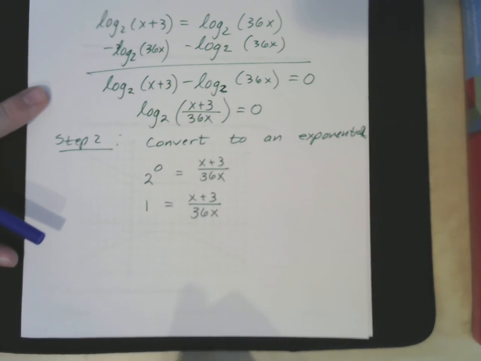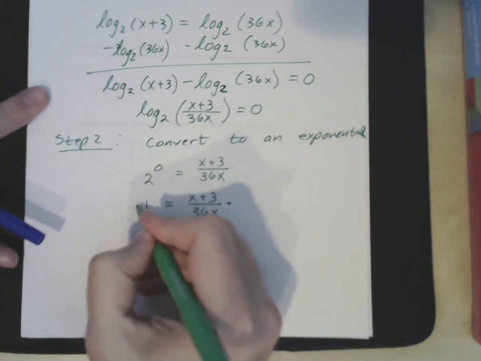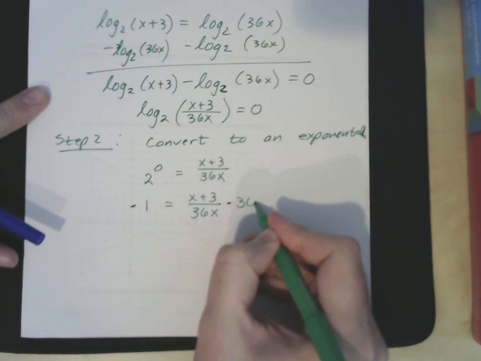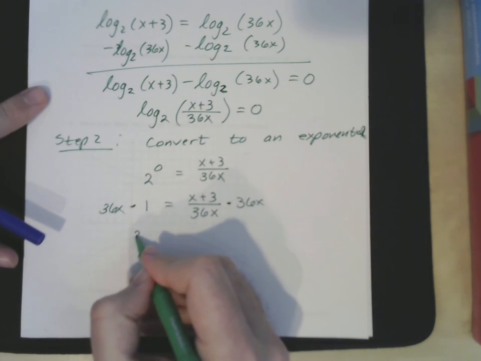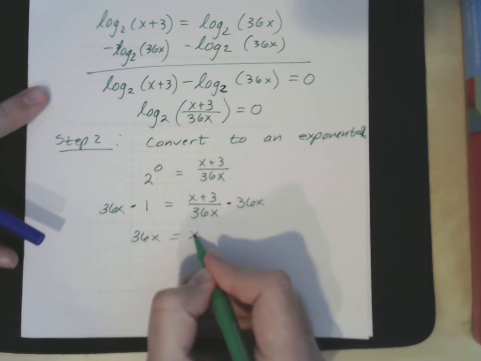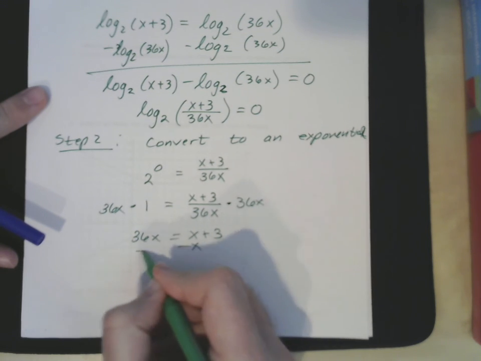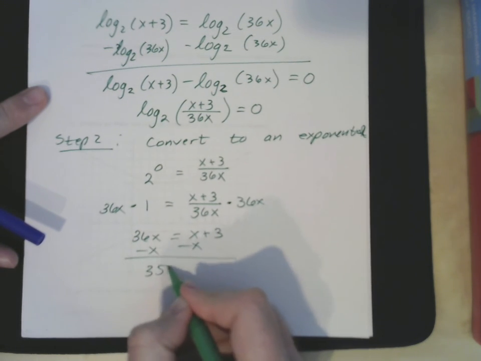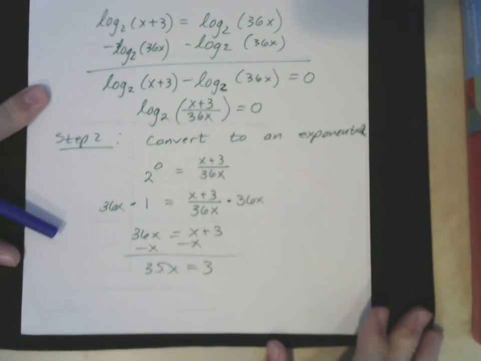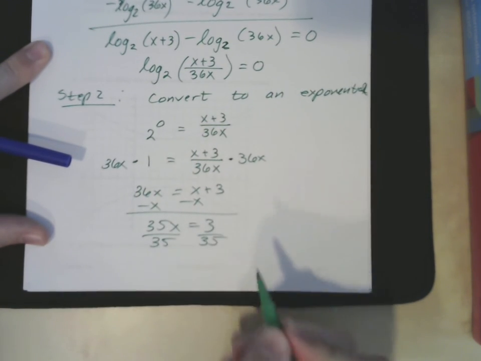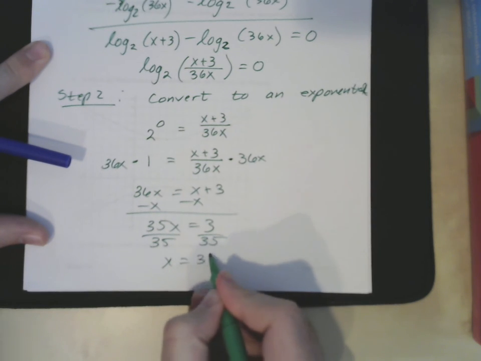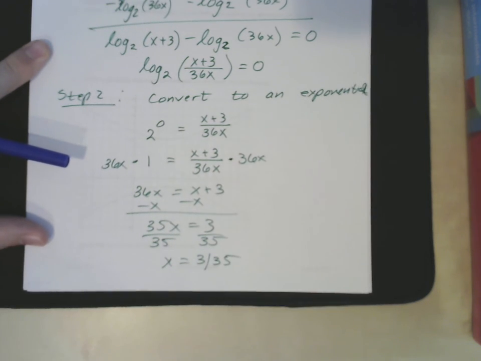And now we're just solving this rational equation. So I'm going to multiply both sides by 36x. And we have 36x equals x plus 3, minus x. 35x equals 3. Divide by 35, divide by 35. We get x equals 3 over 35.